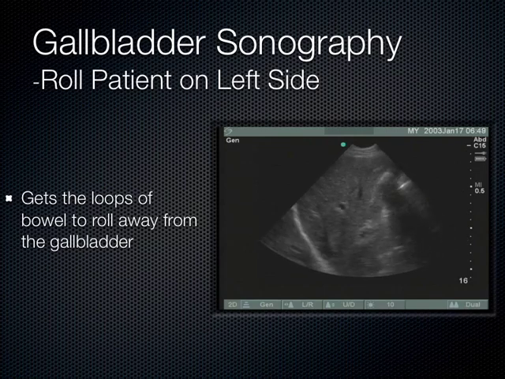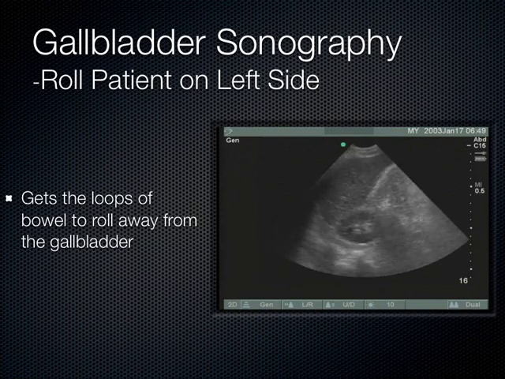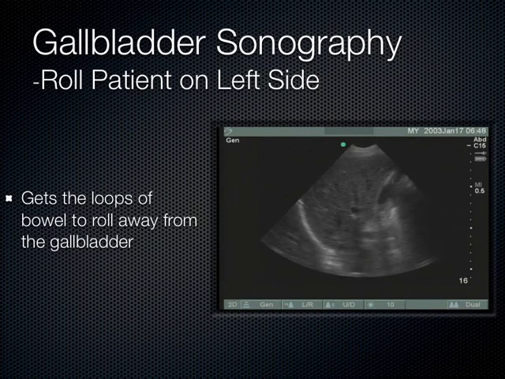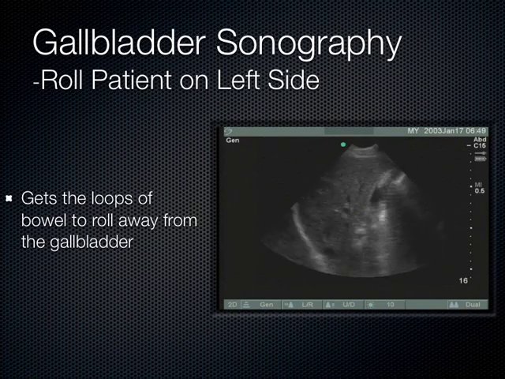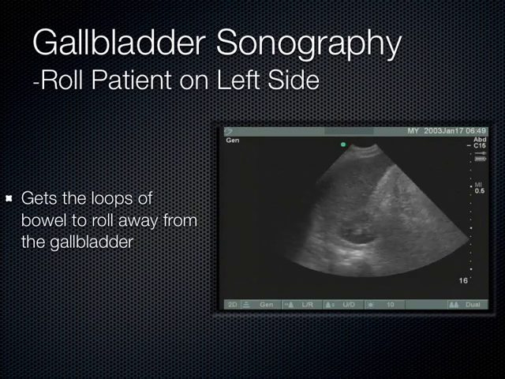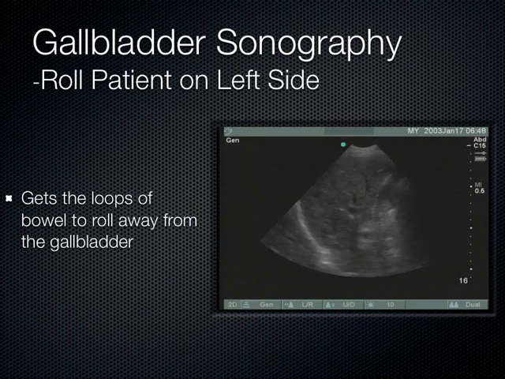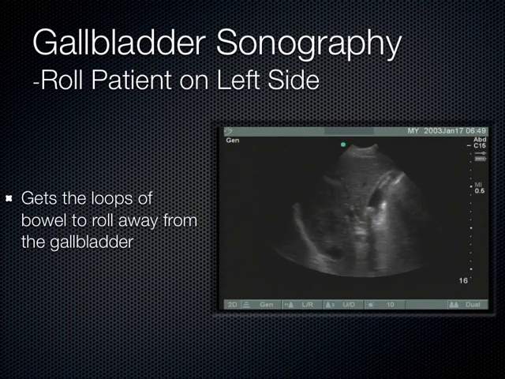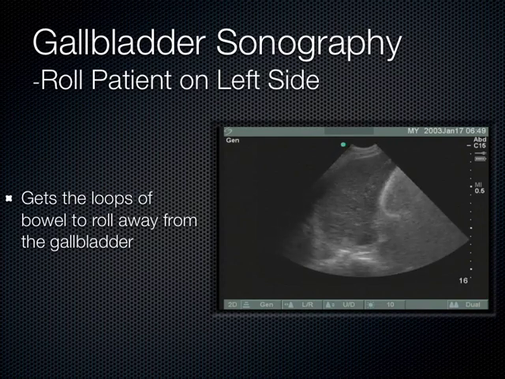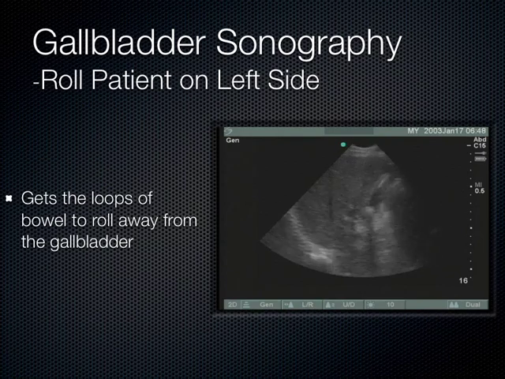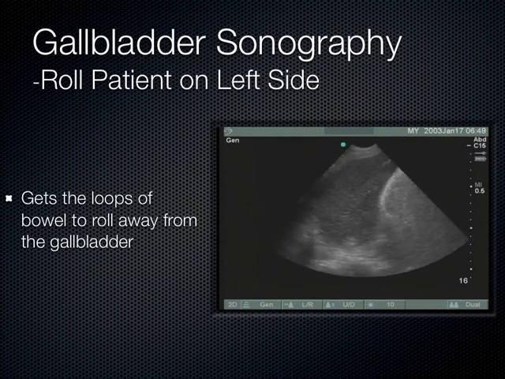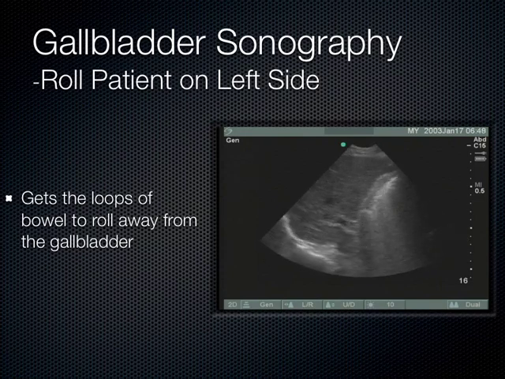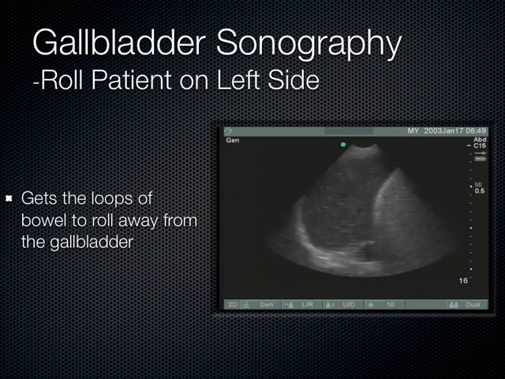So what you need to do is roll the patient onto their left side, and that will get the loops of bowel, especially the duodenum, to fall out of the way the majority of the time. If that doesn't work and the patient can tolerate it, you can have them drink a glass of water, come back in 5 or 10 minutes, and the water will eventually make its way into the duodenum, pushing out the air that was there. And now, with water, the friend of ultrasound, we can see the gallbladder.